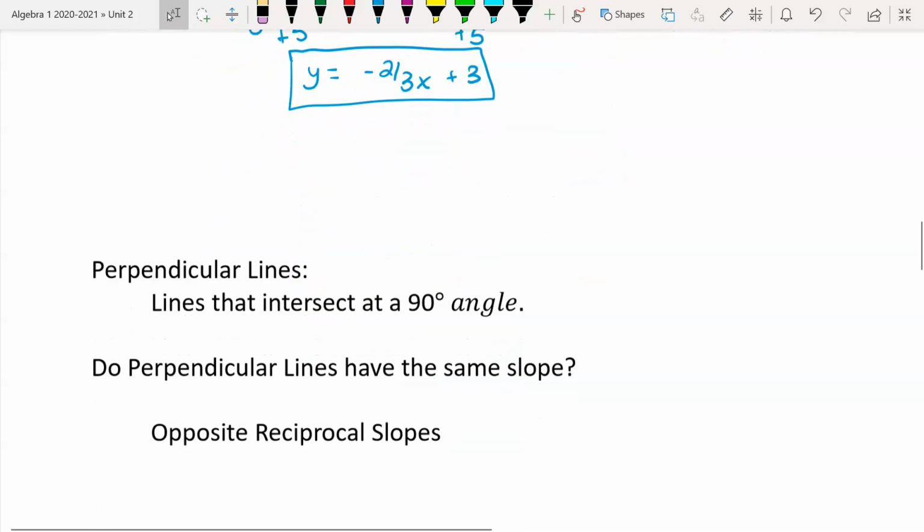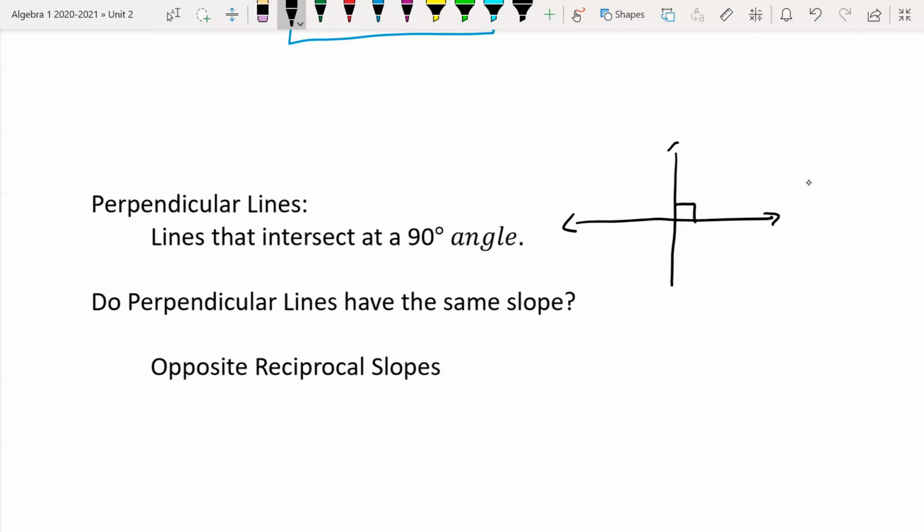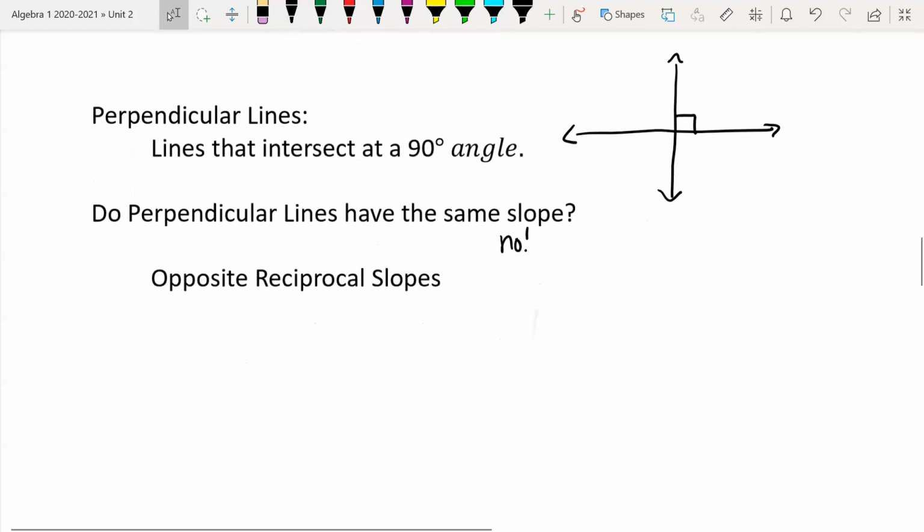Right? Perpendicular lines are lines that intersect at a 90-degree angle. So perpendicular, here's one line, here's another. They form a 90-degree angle. Do perpendicular lines have the same slope? Well, the answer to that would be no. They have opposite reciprocal slopes.